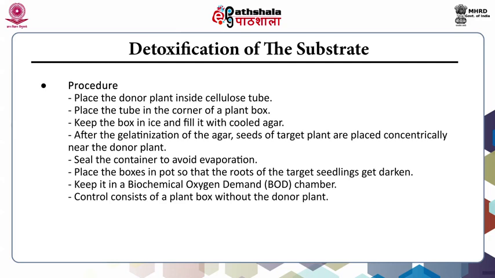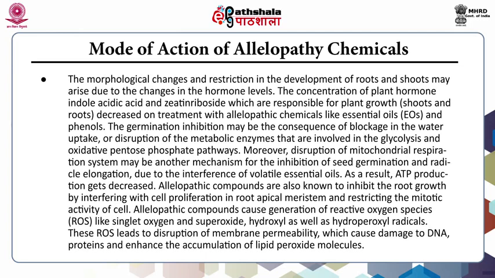and the control consists of a plant box without the donor plant. Coming to the mode of action of allelopathic chemicals. The morphological changes and restriction in the development of roots and shoots may arise due to changes in the hormonal level. The concentrations of the plant hormones indole acetic acid and zeatin riboside, which are responsible for plant growth, that is roots and shoots, decrease on treatment with allelopathic chemicals like essential oils and phenols.